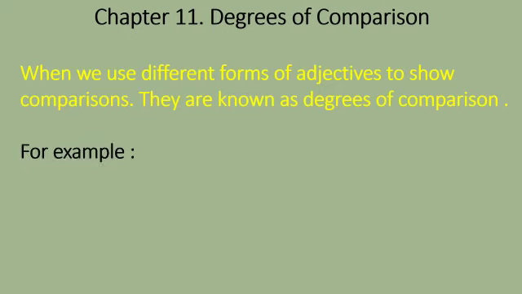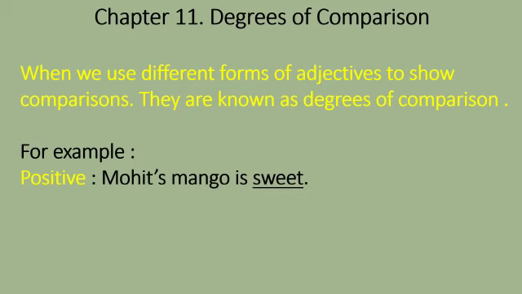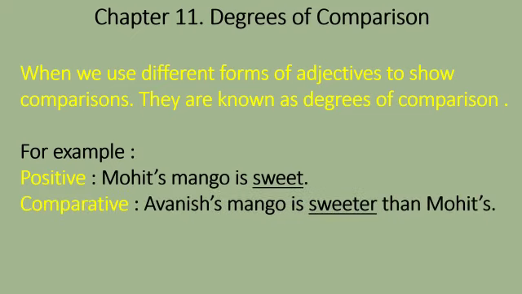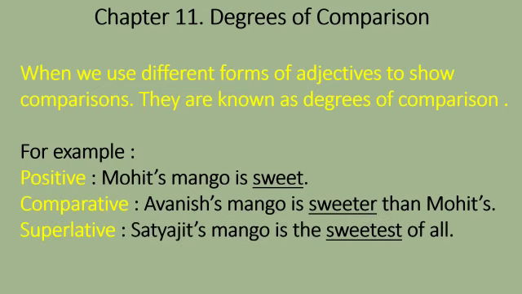For example, positive: Mohit's mango is sweet. Comparative: Avnish's mango is sweeter than Mohit's. Superlative: Satyajit's mango is the sweetest of all.